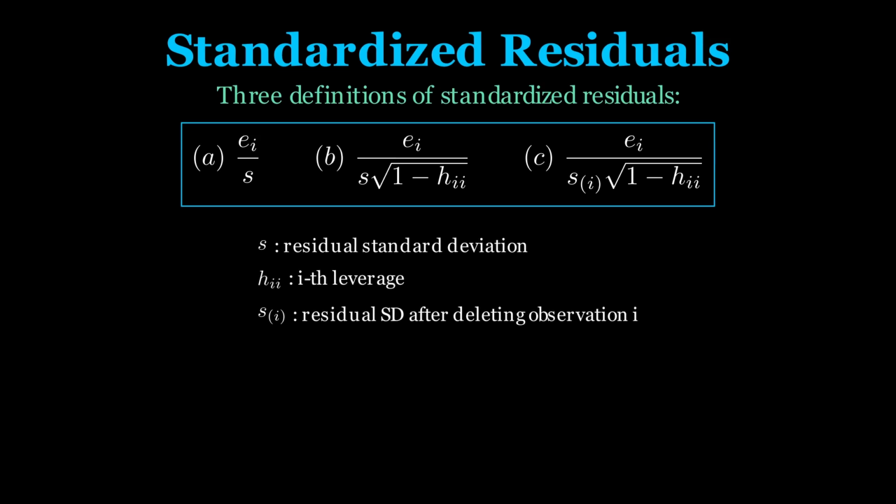Here, s is the residual standard deviation. h_ii is the ith leverage, which is defined as a measure of how much influence the ith observation has on its own fitted value y-hat_i. We'll cover this topic in more detail in another video. And s_i is the residual standard deviation after deleting the ith observation.